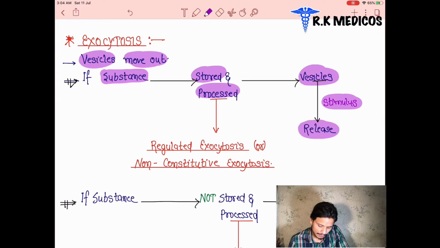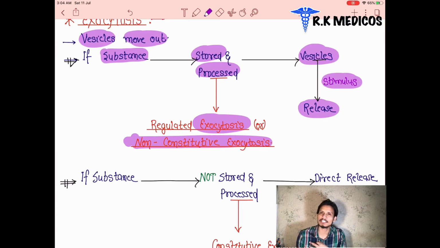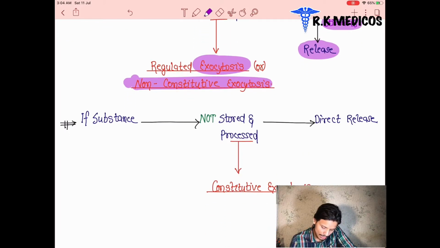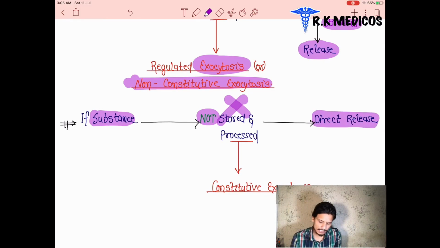This is regulated exocytosis, and this type of movement is called non-constitutive exocytosis. What type of movement? The substance is stored and processed, then packed in vesicles, and the stimulus triggers them to release their content. That is called non-constitutive exocytosis. What happens next? If the substance is not stored and processed, and is released directly, that is called constitutive exocytosis. No vesicle storage is involved; exocytosis happens directly.